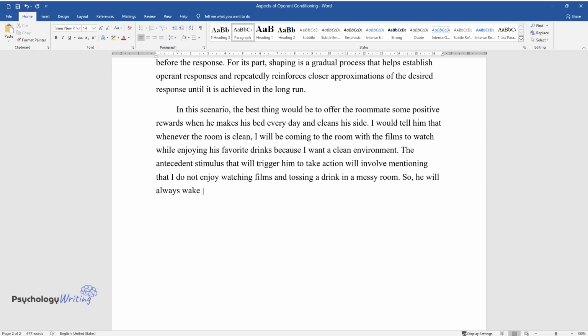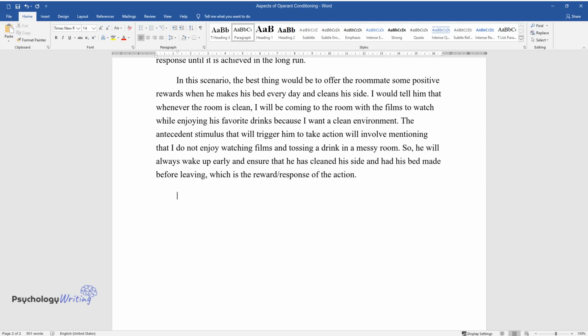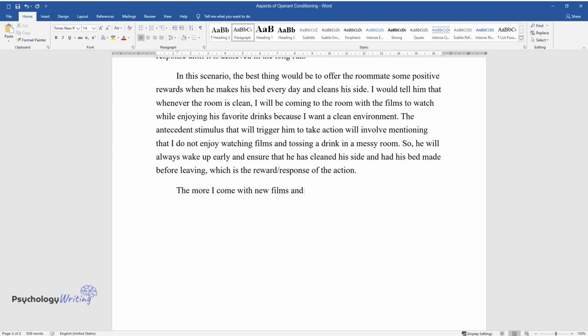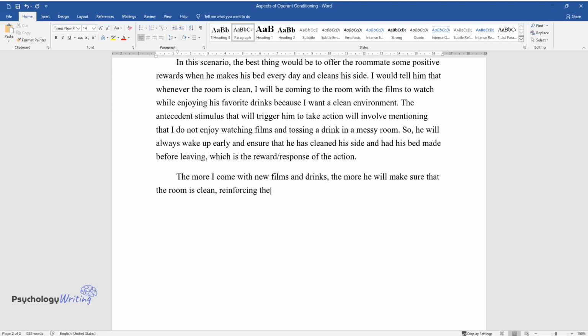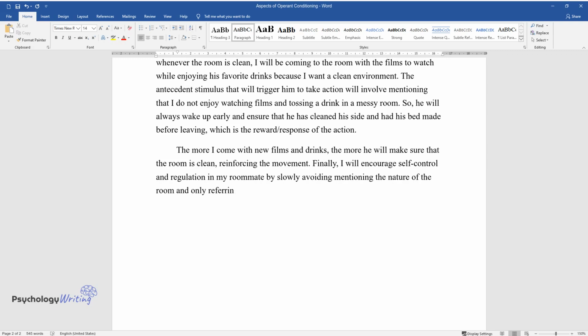So, he will always wake up early and ensure that he has cleaned his side and had his bed made before leaving, which is the reward/response of the action. The more I come with new films and drinks, the more he will make sure that the room is clean, reinforcing the behavior. Finally, I will encourage self-control and regulation in my roommate by slowly avoiding mentioning the nature of the room and only referring to bringing movies and drinks.